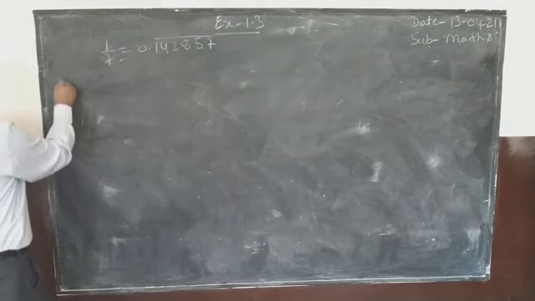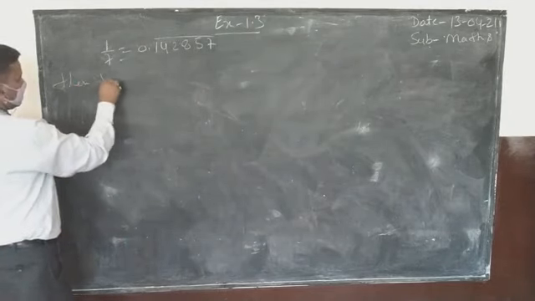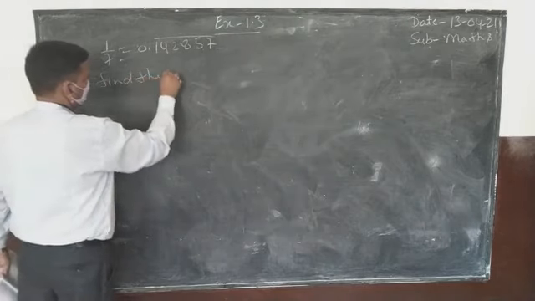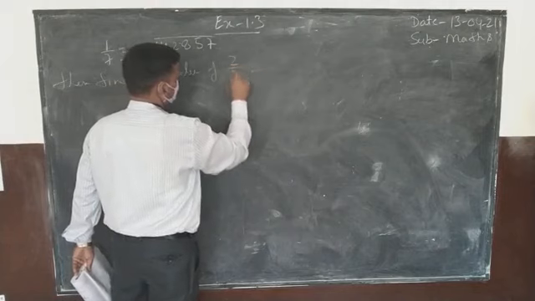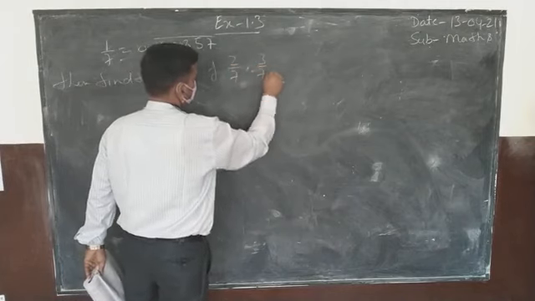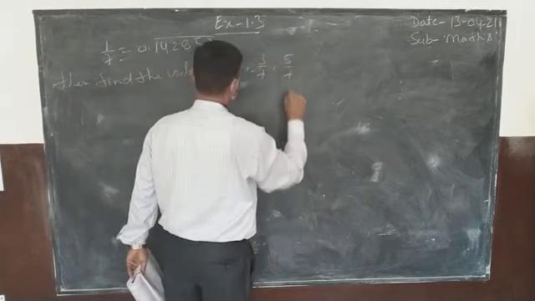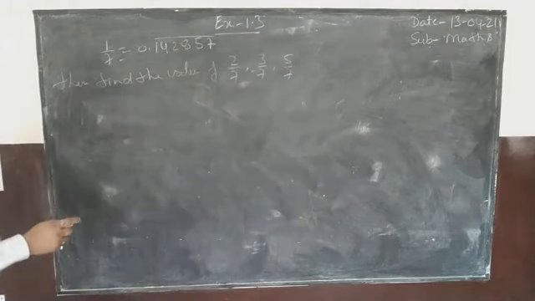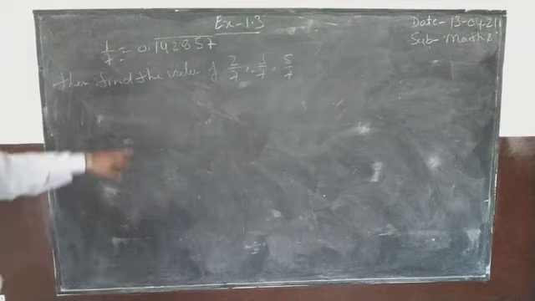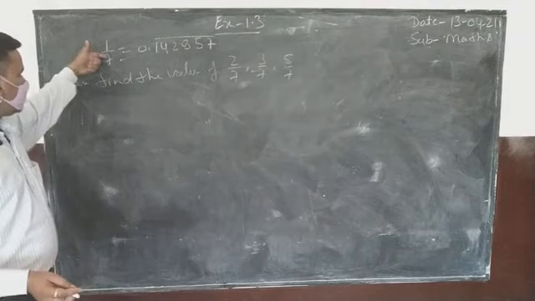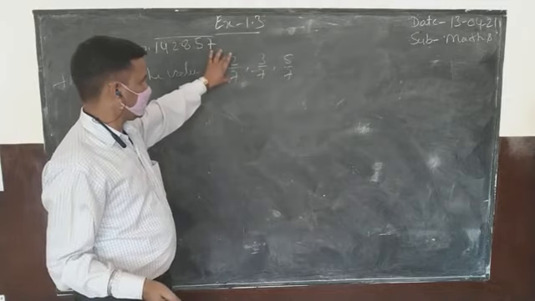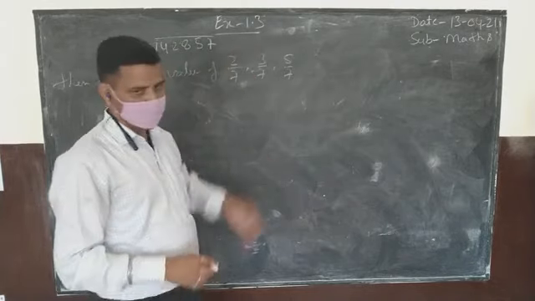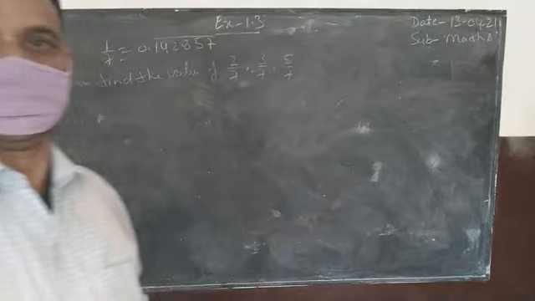Then find the value of 2 by 7, 3 by 7, 5 by 7. So how do we find it without actual division? Without actual division, you have the value of 1 by 7 given. And without actual division, you will find the value of 2 by 7, 3 by 7 and 5 by 7.